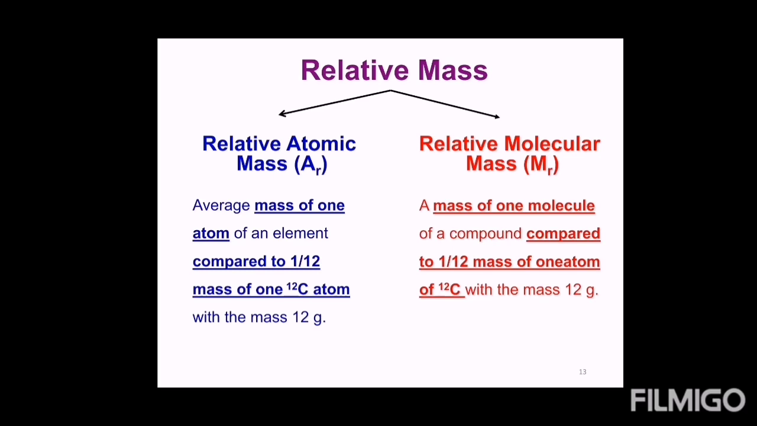Okay, so today still in chapter number 1, metal. Relative mass. We can divide it by 2. There is relative atomic mass, AR. The definition of the relative atomic mass is the average mass of one atom of an element compared to 1/12 the mass of one carbon-12 atom with the mass 12 gram.